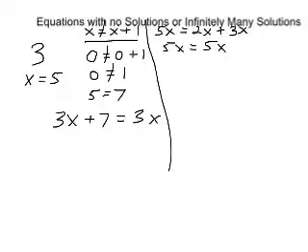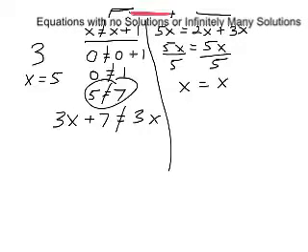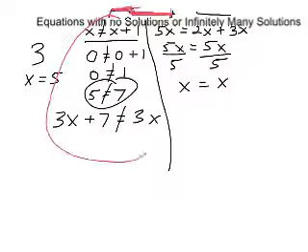Everything works. If you divide both sides by 5, you're going to get x equals x. So whatever you put in for x, it's going to be equal. So that one's infinitely many solutions. You need to be able to recognize this. When they can't be equal, then there's no solutions. Let's do that in red. No solutions.